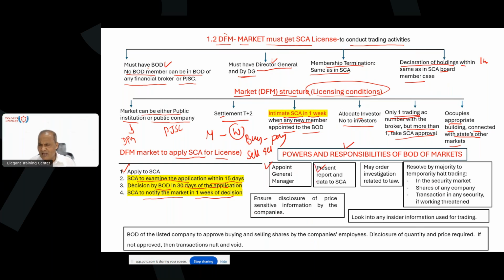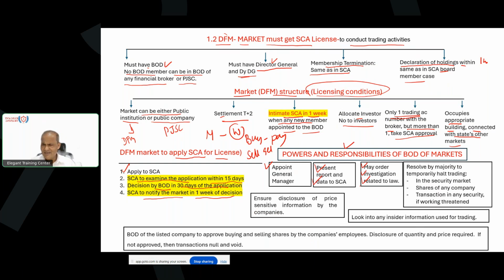Next, powers and responsibilities of the board: appoint general manager, present reports and data to SCA. They may order investigations relating to the law. So the market also can investigate the brokers. SCA can investigate. Market also can investigate. Market can investigate whom? The brokers. Can a country have many markets? Of course, yes. UAE has many markets: Dubai Financial Market, Abu Dhabi Stock Exchange, Dubai Gold and Commodity Exchange. There are various markets in the country. Even Dubai has more than one market.